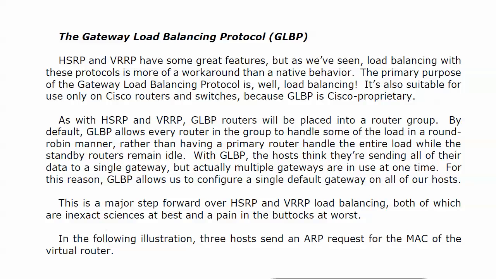That's not the part we're that crazy about. We might not care about that, but we do care that for that reason, GLBP allows us to configure one single default gateway on all of our hosts. None of this 50% of the hosts are going to hit this address, 50% are going to hit the other one. I don't mean to make that sound so horrible. It's not a terrible thing to do, load balancing with HSRP and VRRP, but at best it's an inexact science, and at worst it's just a real pain in the butt.